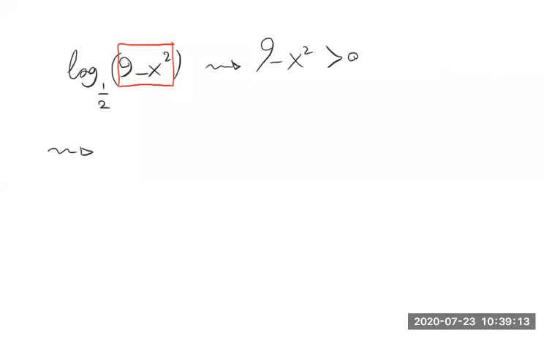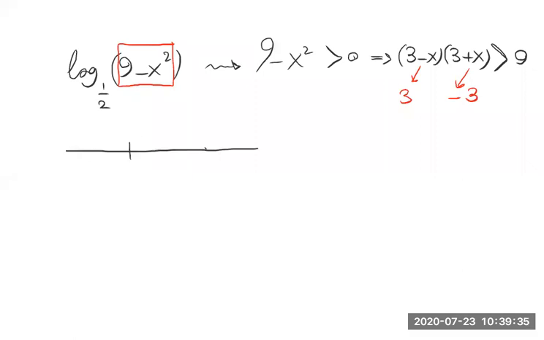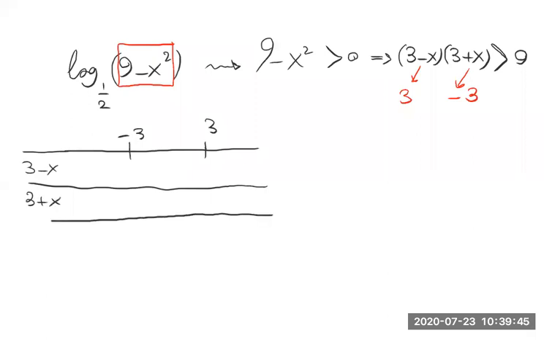So 9 minus x squared can be written as 3 minus x times 3 plus x. It means what we have here is positive. Well, root of the first one is 3. The root of the second one is minus 3. So I have minus 3, and then I have 3. What are my polynomials? I have 3 minus x. I have 3 plus x. And I have their multiplication, which is just 9 minus x squared.